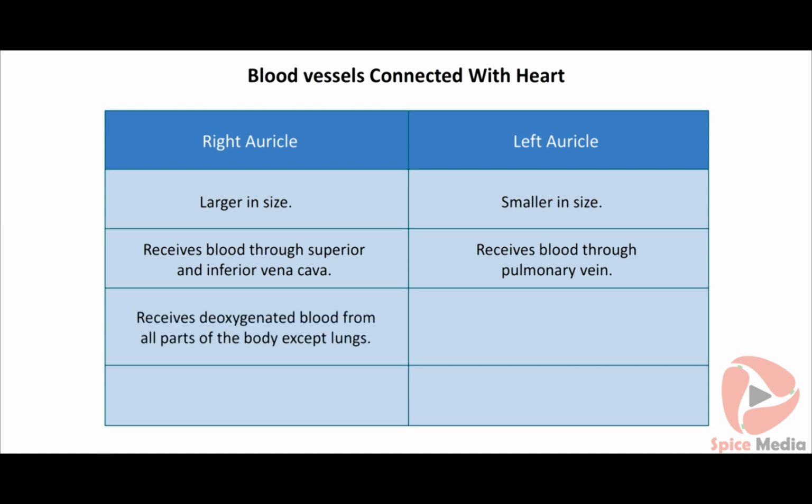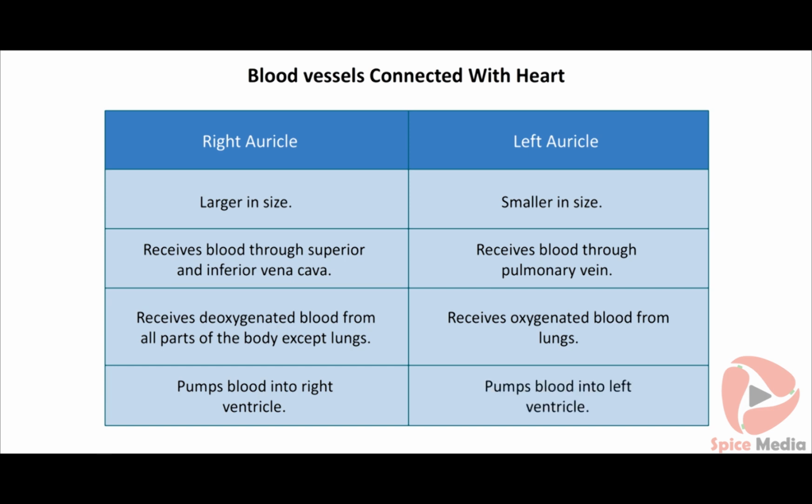Right auricle receives deoxygenated blood from all parts of the body except lungs. Left auricle receives oxygenated blood only from the lungs. Right auricle pumps blood into right ventricle. Left auricle pumps blood into left ventricle.